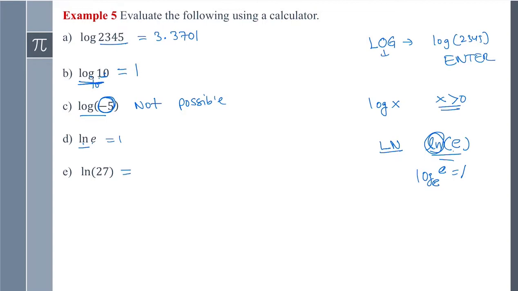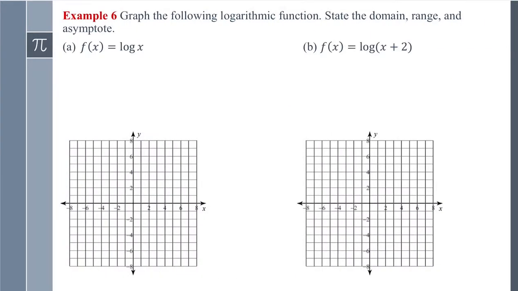Now natural log of 27, again, if you put that into the calculator, you get 3.2958. Okay, so that's what you get from the calculator. Now let's look at the graph of this log function. Before we graph it, let's go ahead and find the domain, range, and the asymptote, and then we'll graph.